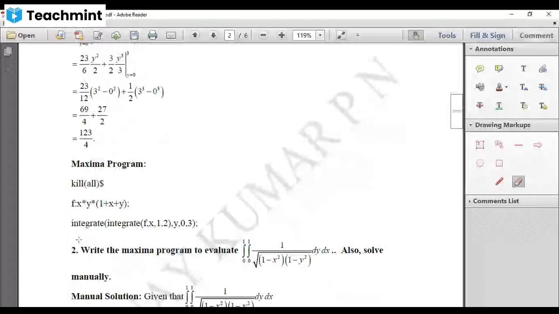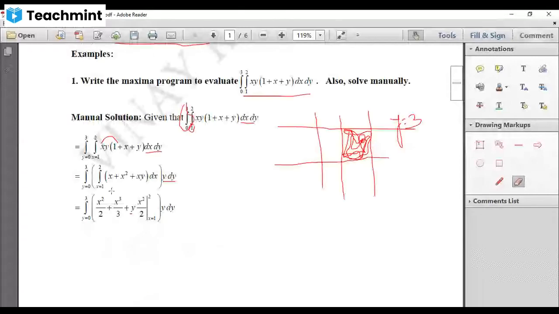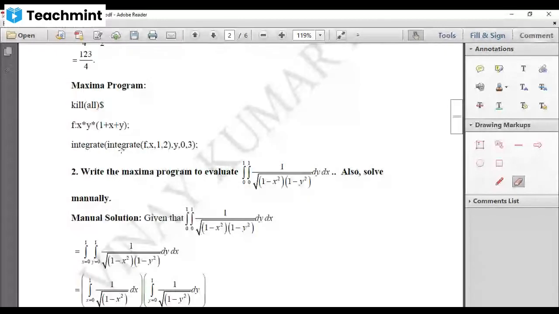Then first you have to integrate with respect to x. Okay, so how are you going to write this one? Integrate this, which you have written as f. So integrate f, comma x, from 1 to 2. See, that is what I have written. So first you have to integrate this. Integrate f comma x comma 1 comma 2. This will give you the integrated answer of f with respect to x varying from 1 to 2.